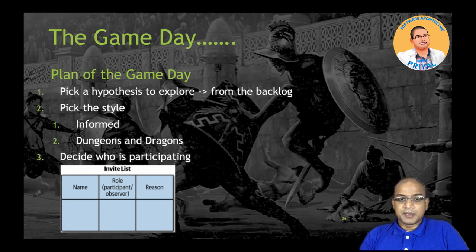And then as the next step, you have to decide who is participating: who would participate from your support team, from your DevOps team, dev team, and all that. And it's better to include someone from the management team as well, then they would know what's going on in a particular chaos test game day.